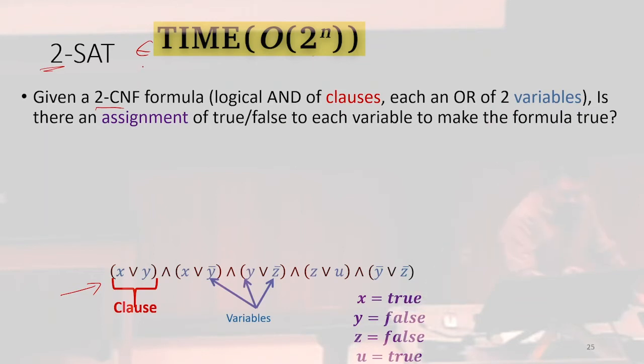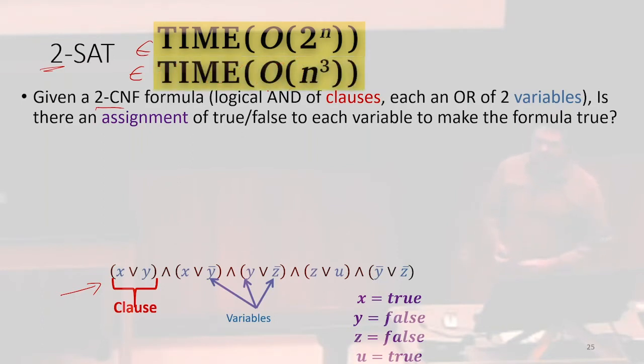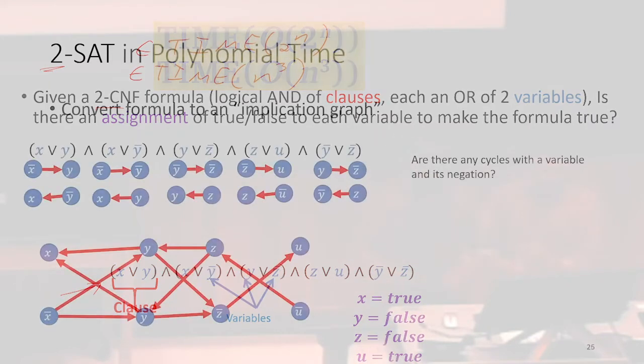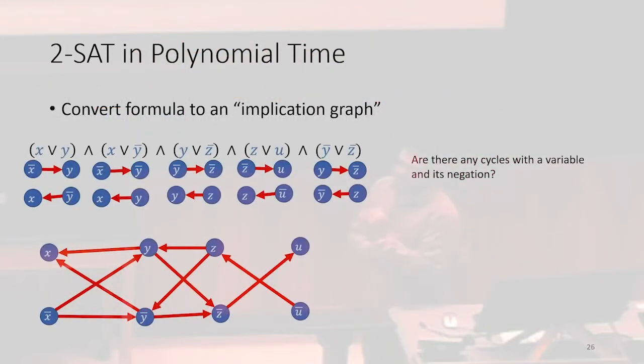It turns out, though, we can make this in time, let's say, just to be generous, n cubed. We can actually do 2SAT in n cubed time. We can make this much, much faster. So here is the trick that we can do.